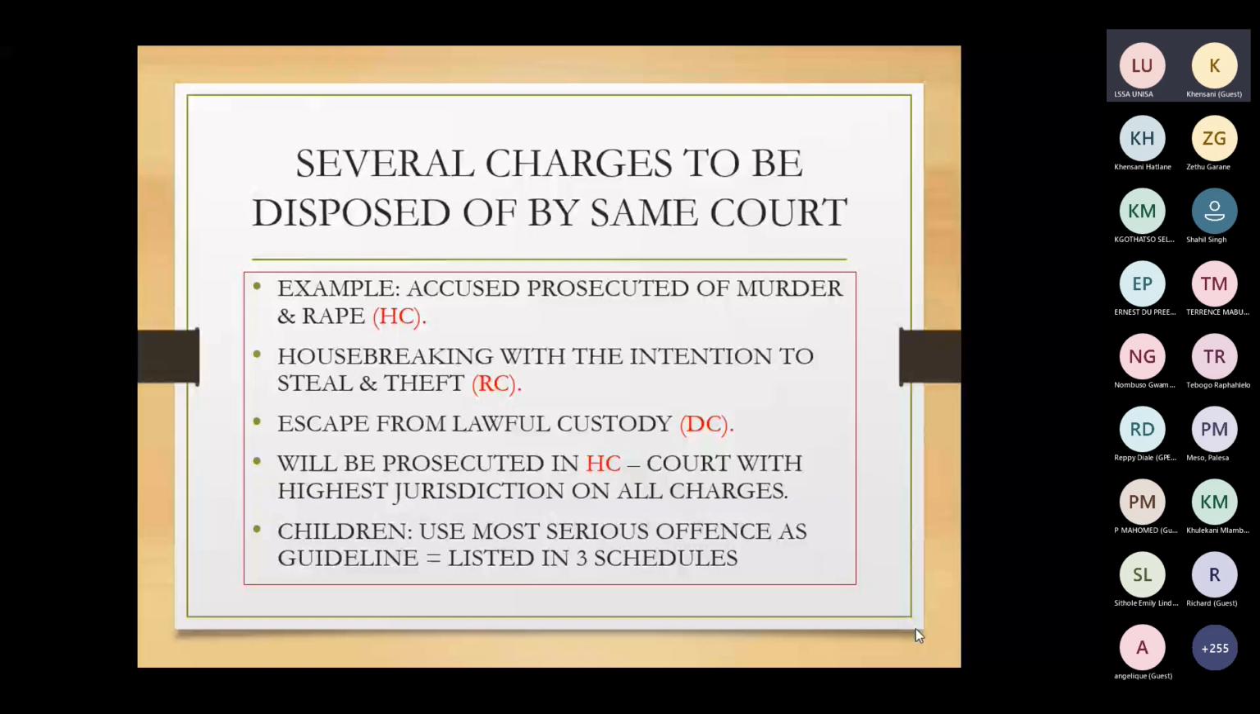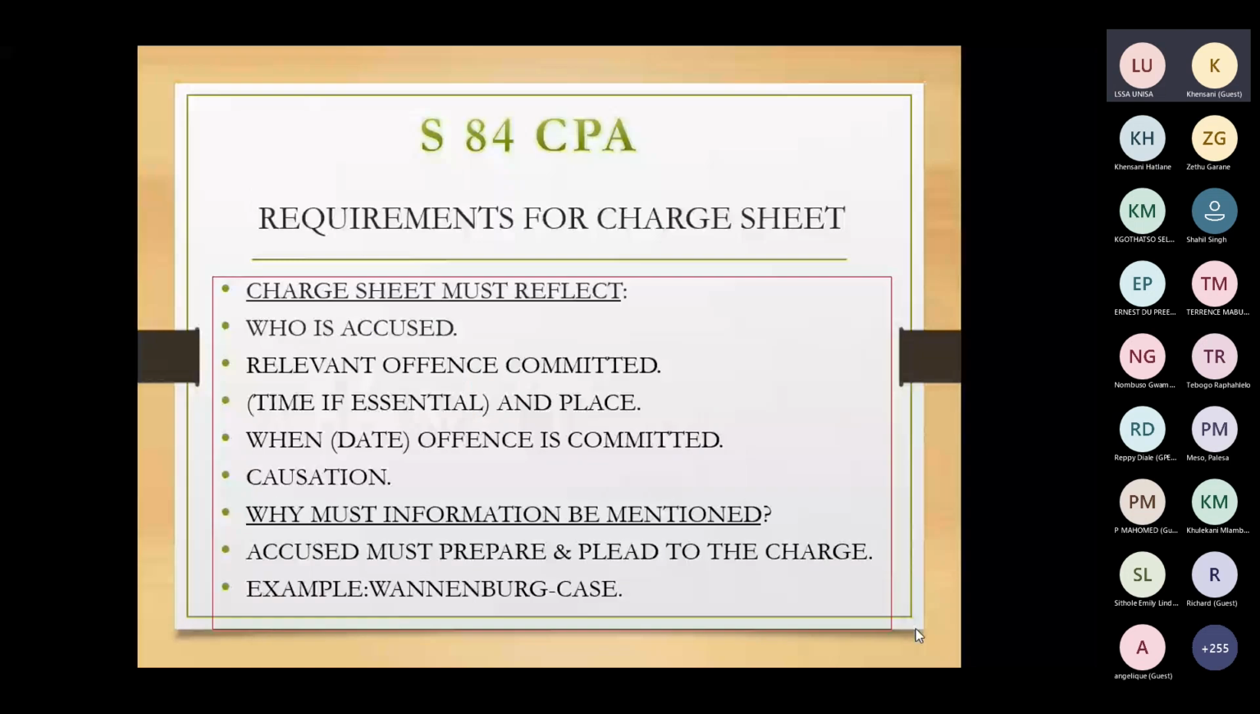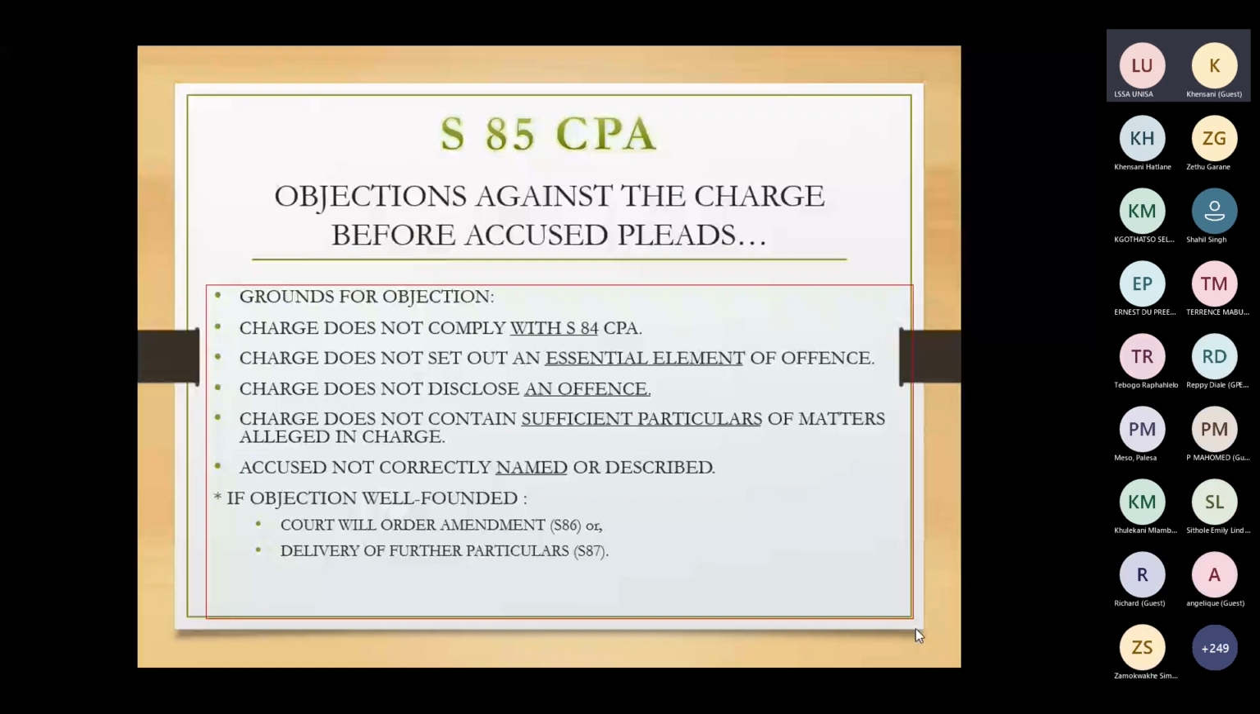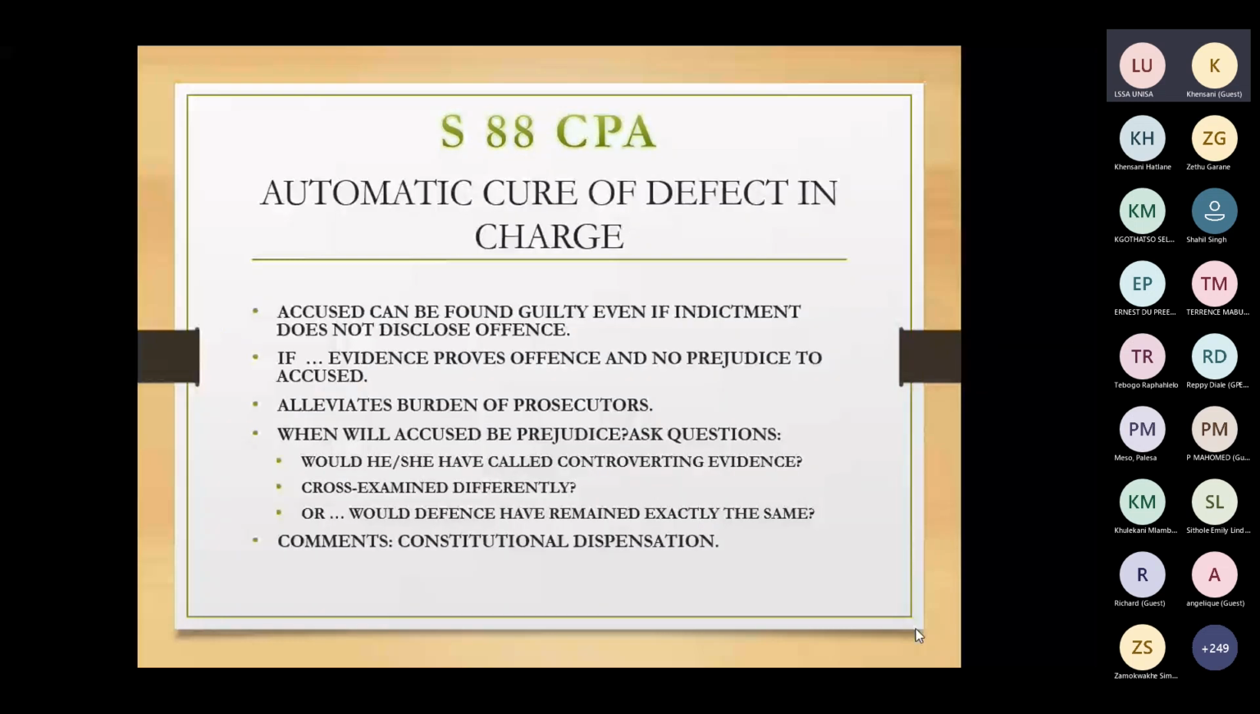So Section 88 as well deals with the automatic cure of defect in the charge. Like for instance, on Thursday, I had a part heard whereby my client was facing a charge of housebreaking with intent to steal and theft. And during the trial, the charge sheet read that he broke into and entered this person's house and stole cables, taps, and plugs.